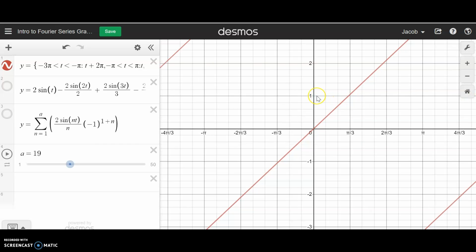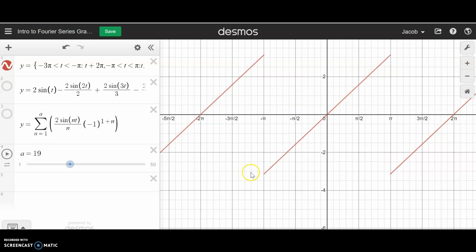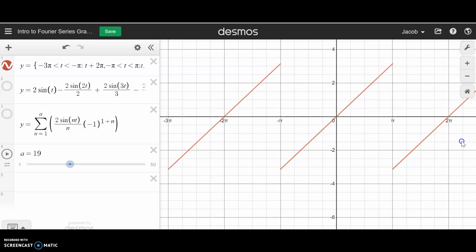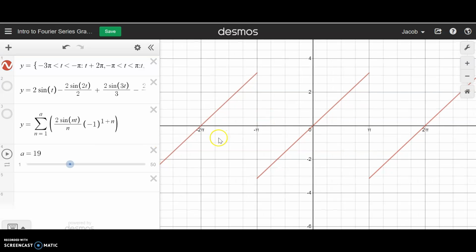But if I zoom out a little bit here, you'll see that it's actually a periodic function. It's y equals x, and where does it start? Negative pi out to pi, and then it repeats itself, again over here. And what I do with the Fourier series is I get something that repeats itself forever, okay? And I can take advantage of that in different ways.